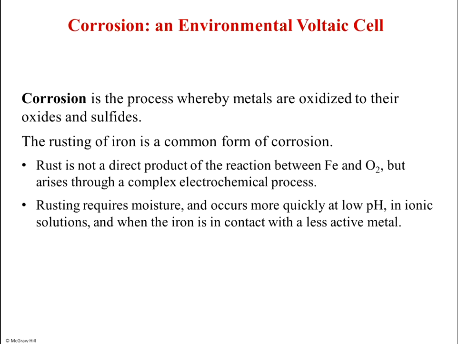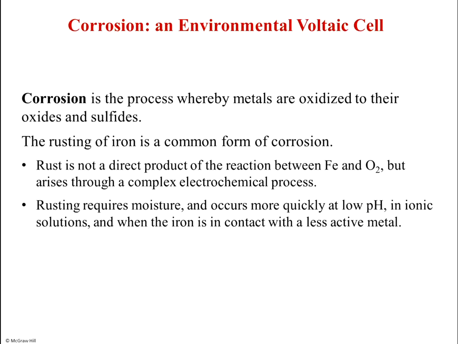So the rusting of iron metal will be the example that we'll use. This is a common form of corrosion. Rust is not a direct product of the reaction between iron and oxygen. Turns out, iron doesn't react that fast with oxygen in its pure form. It tends to go through a series of complicated electrochemical reactions.